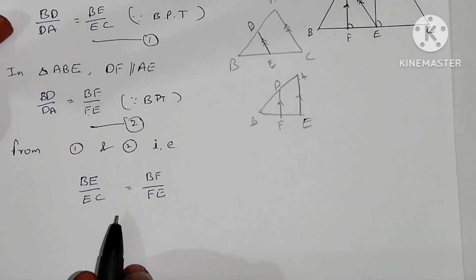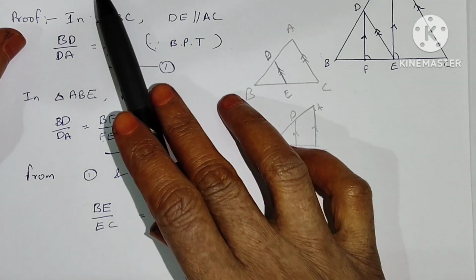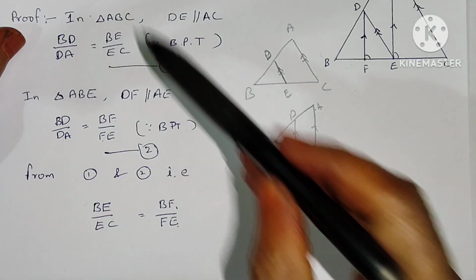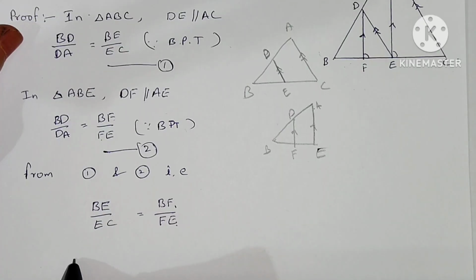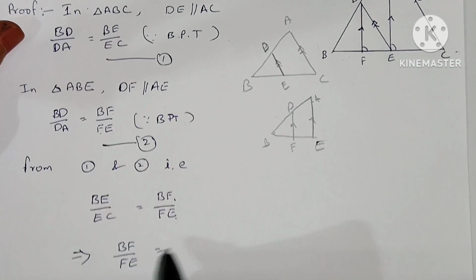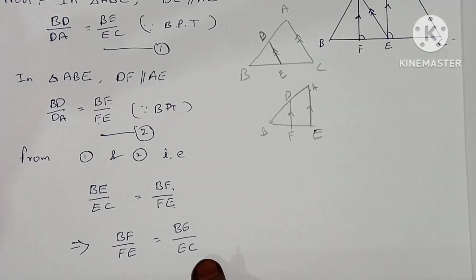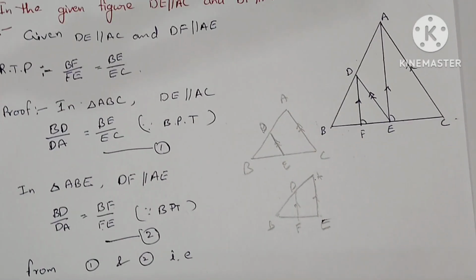Now we compare this one. BF by FE, BE by EC. So we write first BF by FE equals BE by EC. So this is the required proof. This is the complete third proof.